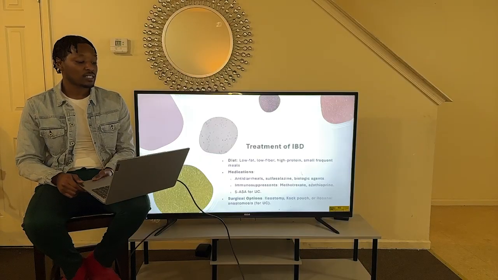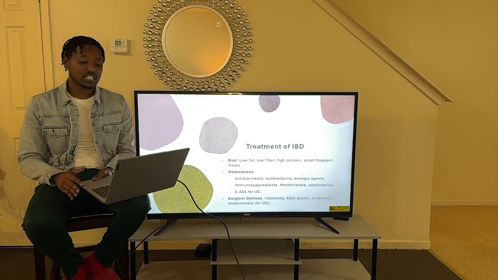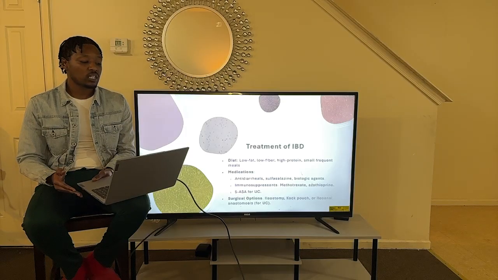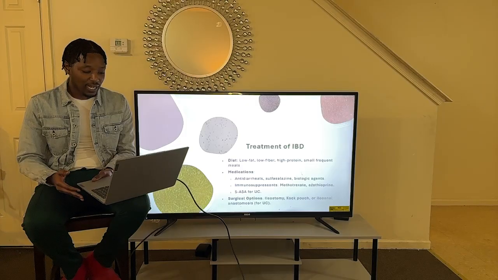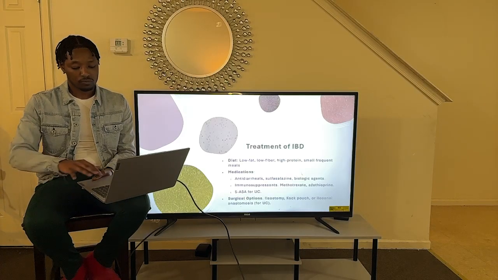Treatment for inflammatory bowel disease. Diet. You're going to want them on a low-fat diet, a low-fiber diet, high protein, and small, frequent meals. Medications would include antidiarrheals, sulfasalazines, biologic agents, and immunosuppressants such as methotrexate and azathioprine. Surgical options include an ileostomy, a Kock pouch, and an ileoanal anastomosis for UC.